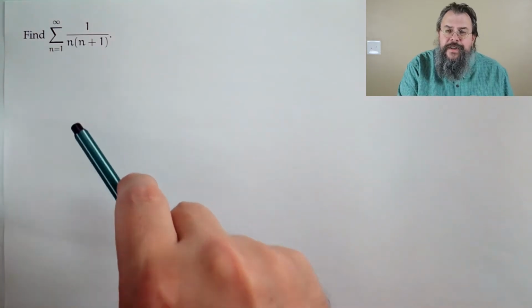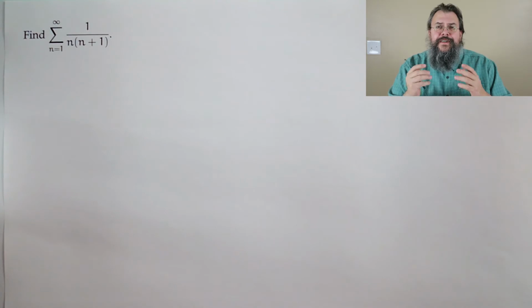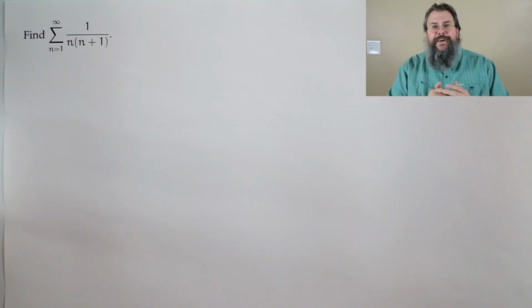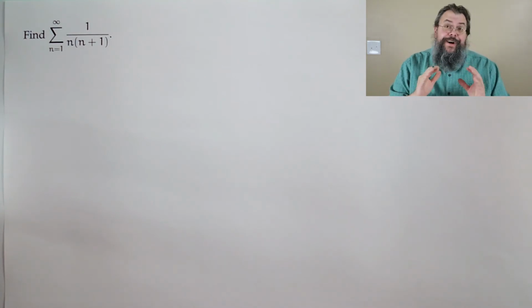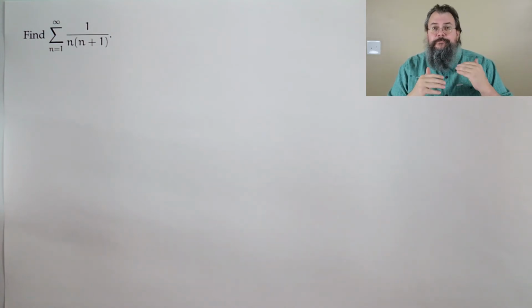We have 1 over n times n plus 1. There's only one term. There's not something minus something here. What's going on? All right, so let's get into it. First off, think about the ideas.